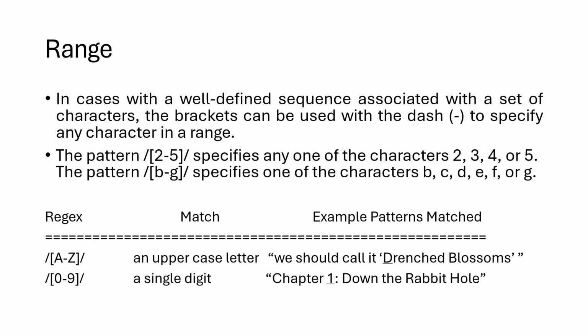Next, we can also use a range of characters or letters while formulating a search pattern. For example, we have a well-defined sequence associated with the set of characters here, A to Z. All these are uppercase letters. So wherever we have uppercase letters in the sentence, those uppercase letters will be used for matching. In the second example, we have digits 0 to 9. So a single digit, for example, in the sentence chapter 1, 1 is the digit, so it will be used for matching.